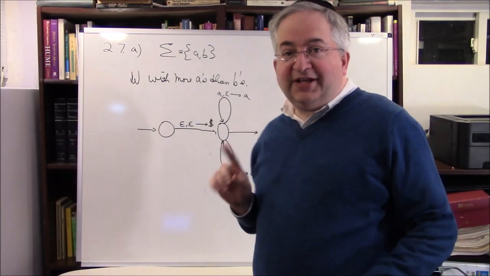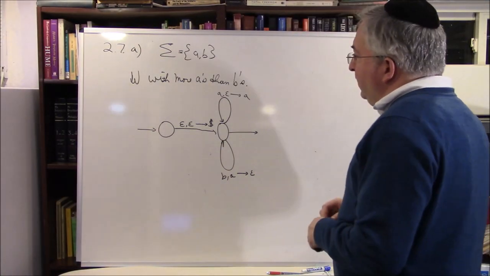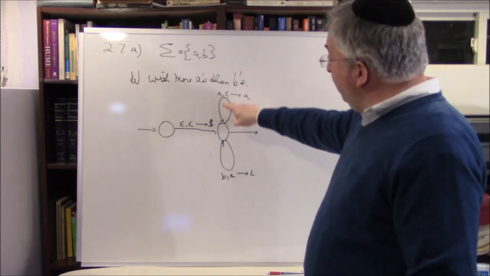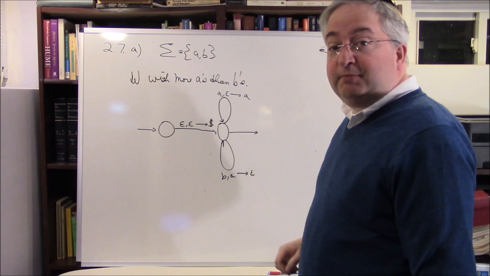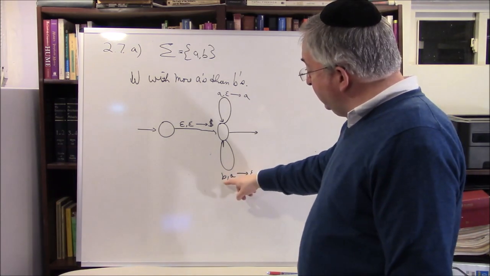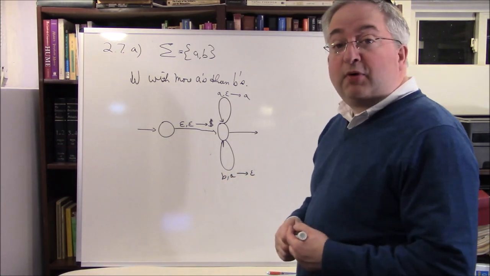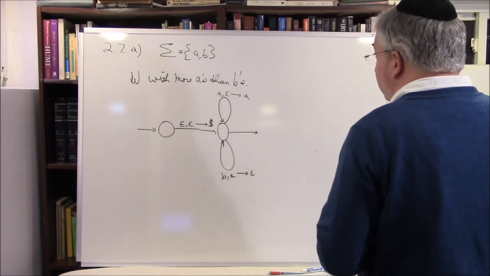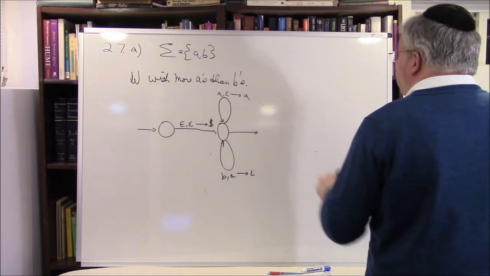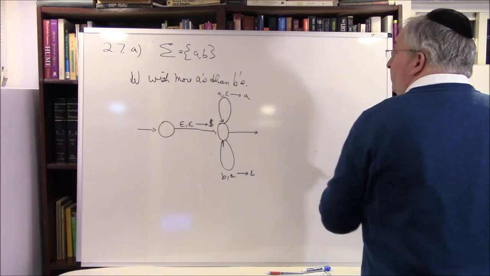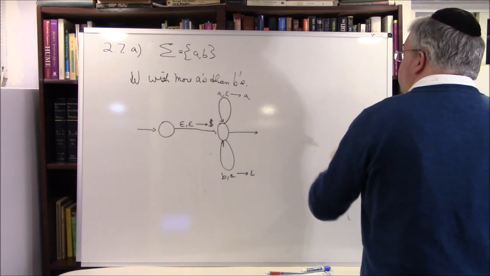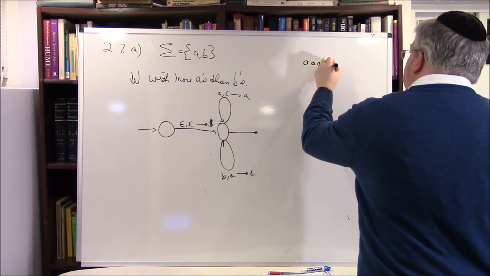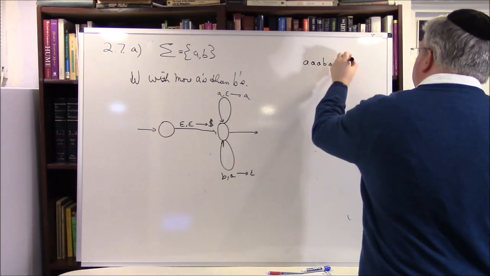I'd like to show you that it's not the right thing to do. More A's than B's. So what you would think to do is say, okay, every time I see an A, I push down an A, and then when I see a B, I pop off. Let me just show you what would go on here. Sometimes it'll work. So let's say the word is A, A, A, B, A, A, A, B.